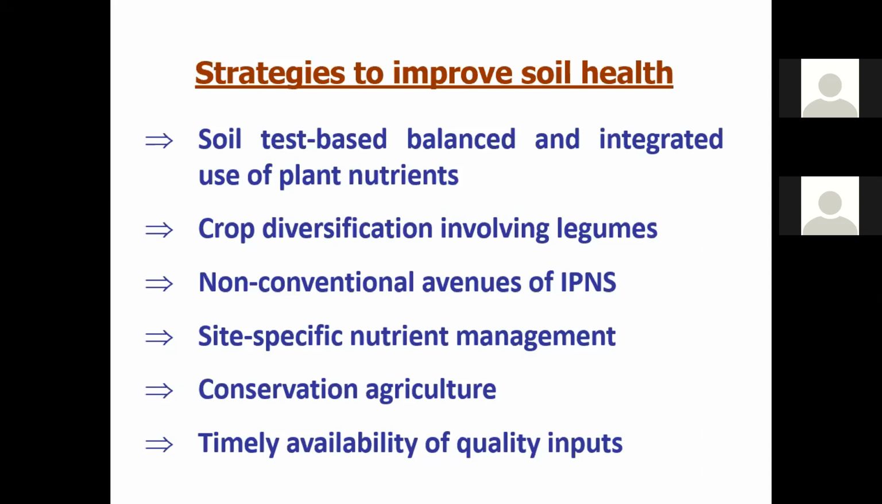And site-specific nutrient management, because we should not go by one recommendation. We should plan at least at district or taluka level, so that we can manage and assess the problem. Another approach nowadays is conservation agriculture. Here we have to do minimum tillage, and we should put some residue on the soil surface, and we follow crop diversification, including legumes.